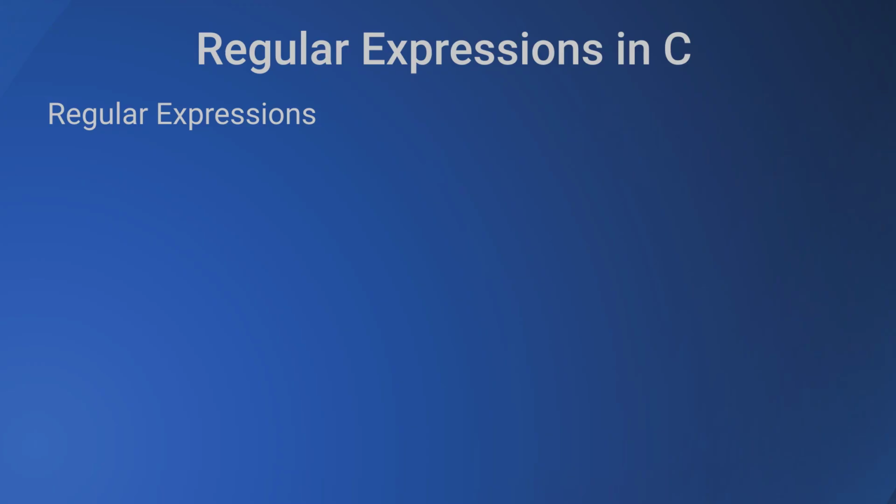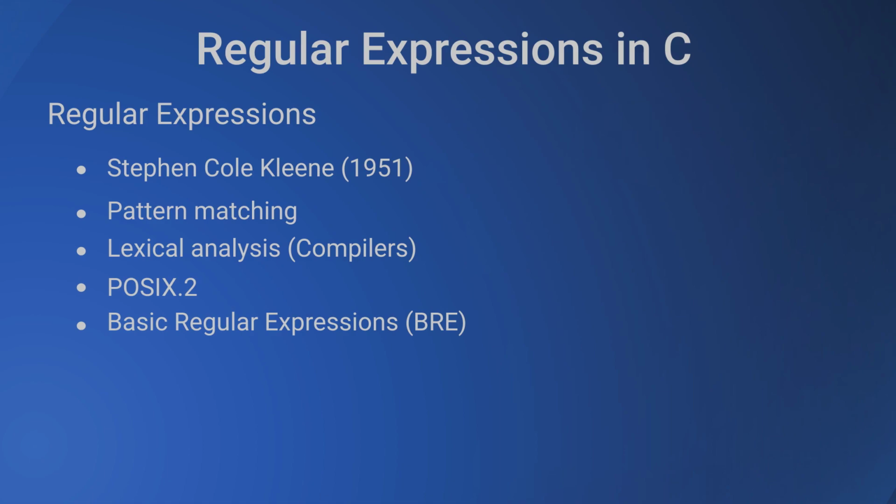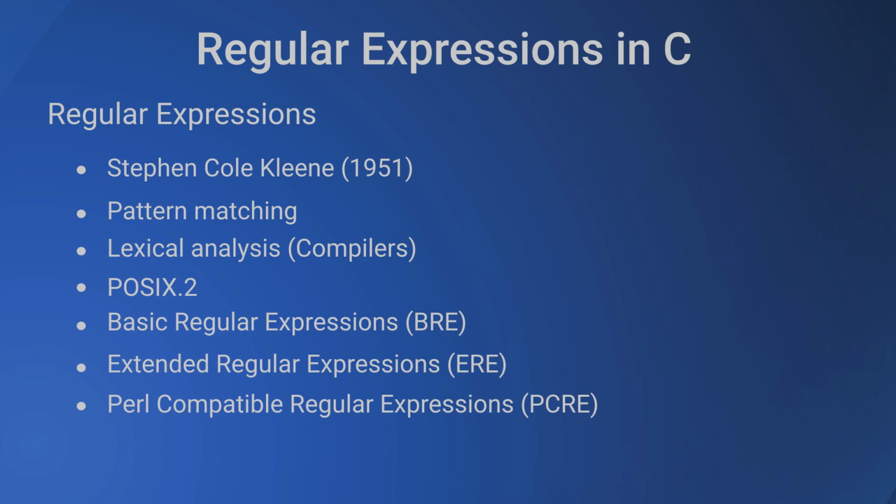Regular expressions were introduced by American mathematician Stephen Cole Kleene in 1951. Regular expressions found two major uses in software, first in pattern matching in programs like text editors, and second in lexical analysis in compilers. There were variations in regular expressions used in programs, and these were standardized in the POSIX.2 standard in 1992. There are two major variations in POSIX.2 regular expressions, namely POSIX Basic Regular Expressions, BRE, and POSIX Extended Regular Expressions, ERE.